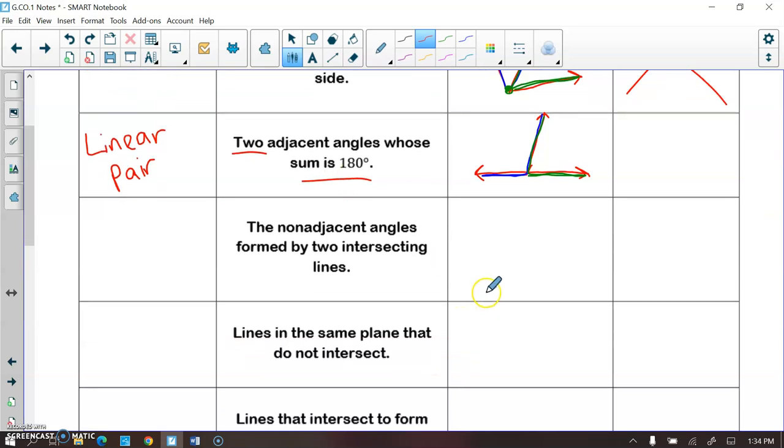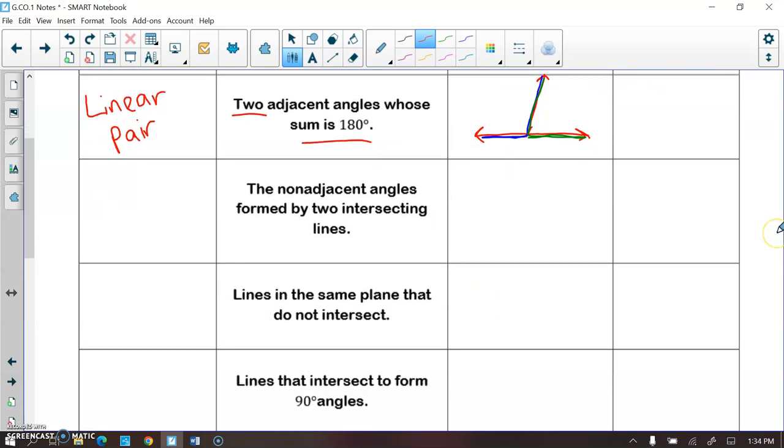The non-adjacent angles formed by two intersecting lines. So we have two intersecting lines, and not the angles right next to one another, but the ones across from one another. Those are called vertical angles. Vertical angles create two V shapes. So this is a V, and then right across from it, this is also a V.